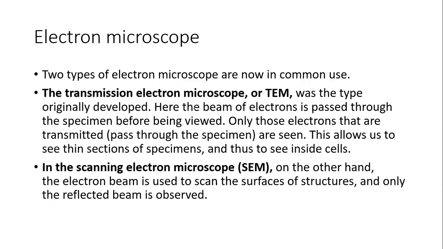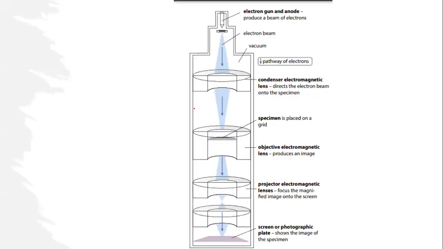Because the wavelength of electrons is extremely, extremely small, right? So when we talk about an electron microscope, how does it actually work? You don't need to know this entire diagram. You don't need to know the working of it. What you need to know is this.